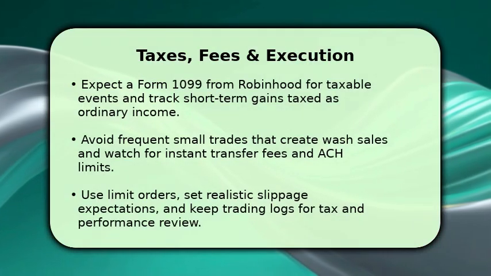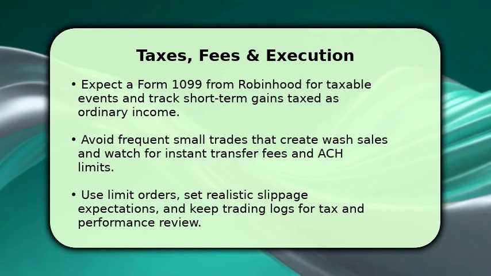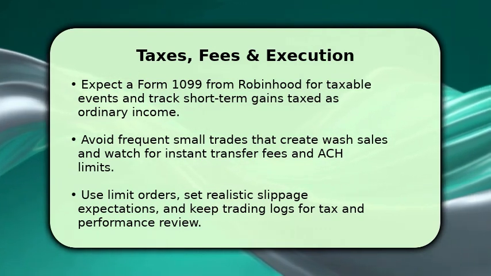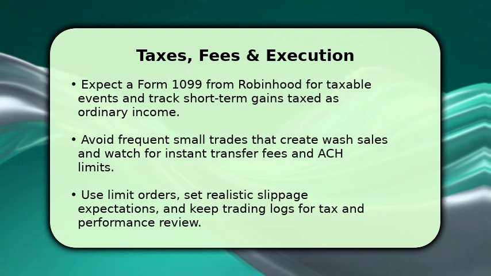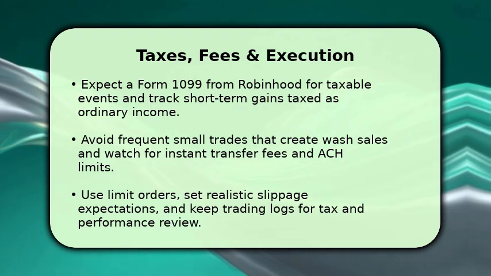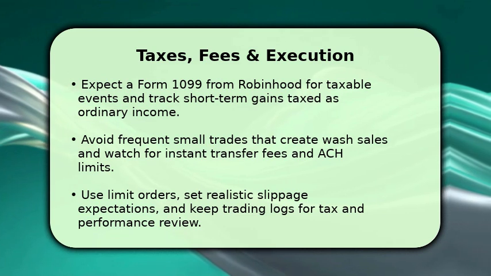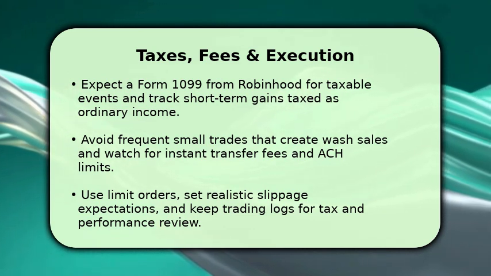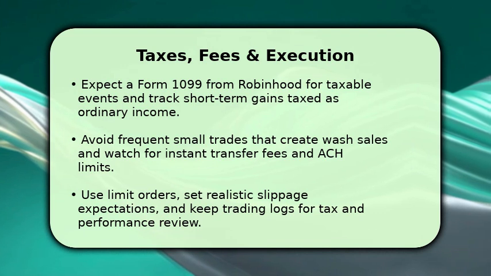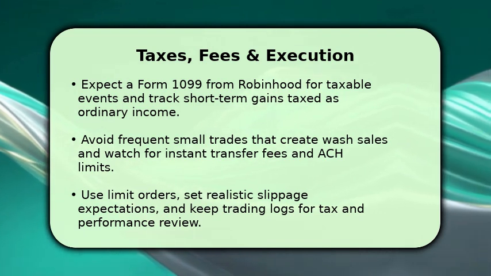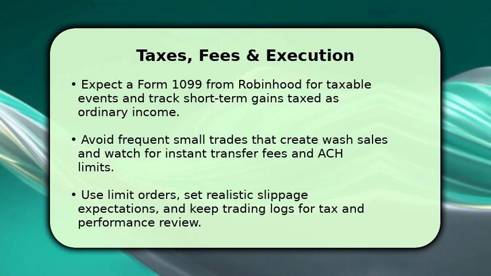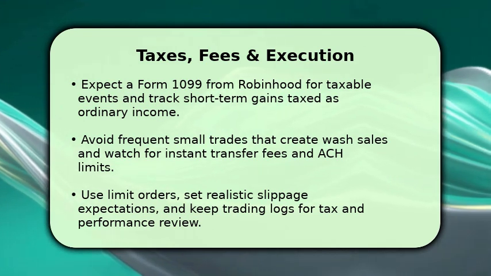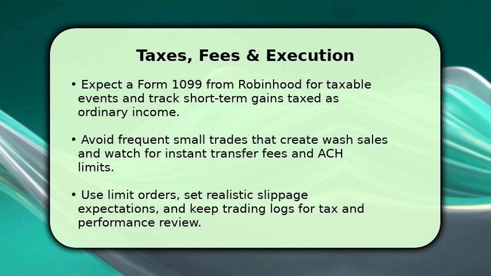Understand taxes, execution, and platform limits so profits actually stick in your account. Expect a Form 1099 from Robinhood for taxable events. Track short-term gains separately because they are taxed as ordinary income, while long-term gains get preferential rates. Avoid excessive turnover that creates wash sale complications and monitor ACH limits and instant transfer fees.